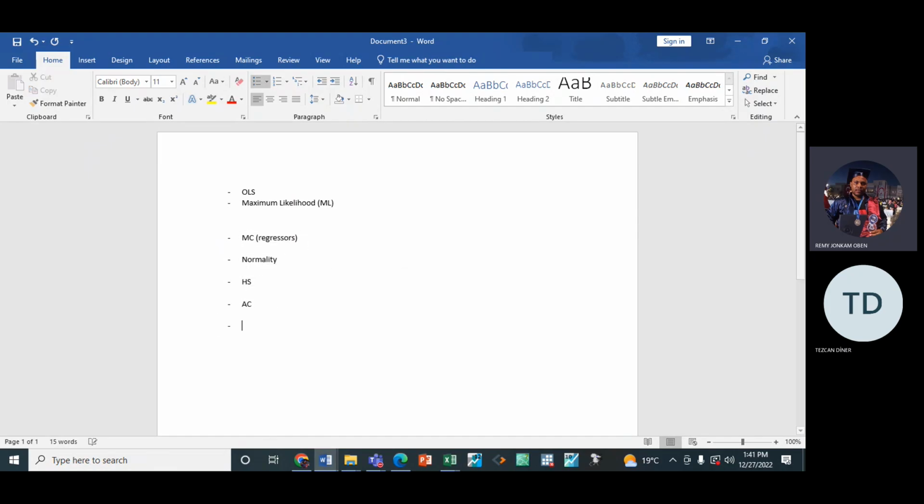But with the multicollinearity assumption, assume we have this model: GDP equals constant plus beta 1 financial development plus beta 2 trade openness plus beta 3, what should I use? Gross fixed capital formation. Okay, assume this is our multiple regression model.